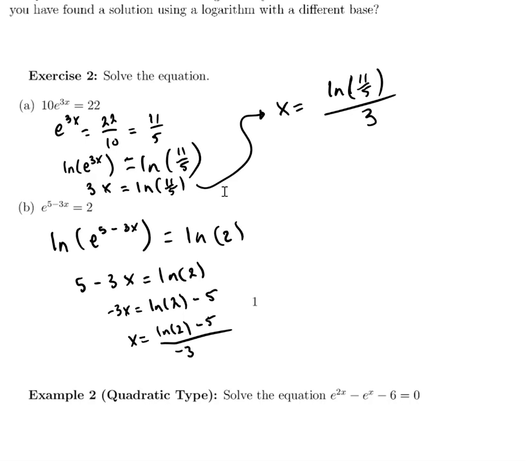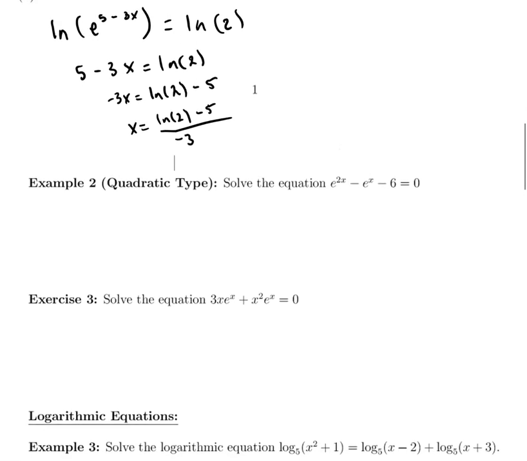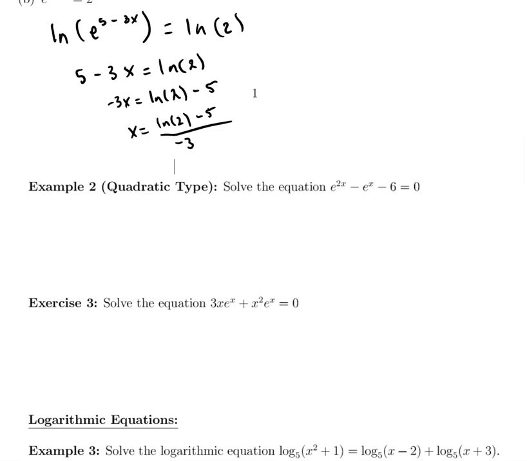Another type of equation you might see is a quadratic type of equation. By quadratic, I mean something that looks like e to the 2x minus e to the x minus 6 is equal to 0. Why is this quadratic? Because if I rewrite that first term with my exponent rules and make a clever little substitution by letting u be equal to e to the x, it looks like a quadratic equation. And if it's a quadratic, that means you can try to factor it to solve.